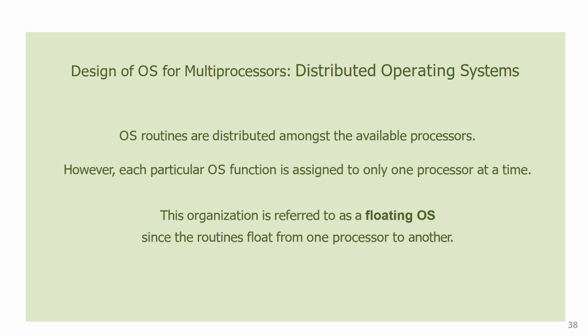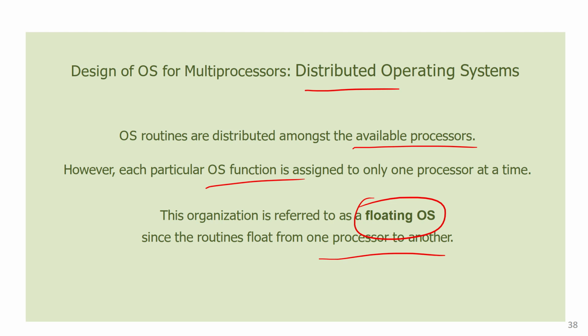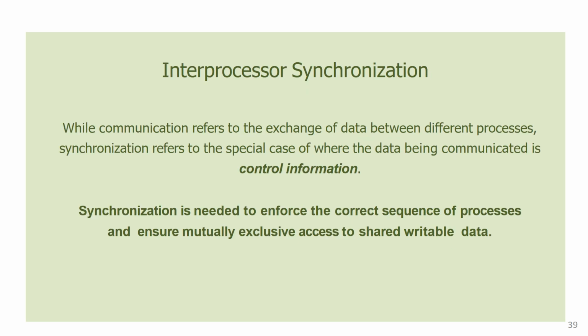And for the distributed OS, the concept is around the floating OS. So what is a floating OS? Let's see. OS routines are distributed among the available processors. However, each particular OS function is assigned to only one processor at a time. This organization is referred to as a floating operating system, since the routine floats from one processor to another. So the routine function which needs to be performed is transferred from one processor to another within that operating system. That is known as the floating operating system.